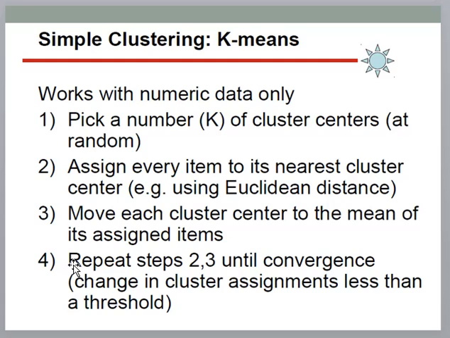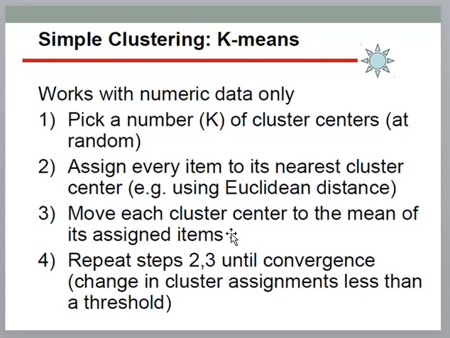Then we assign every item to its nearest cluster center, for example by using Euclidean distance. So the number two step is that we need to assign each item or data point to its nearest cluster center, which we have initialized here. How do we calculate this nearest center? We can calculate the Euclidean distance between the item and the cluster center, and if we have the minimum distance to a cluster center, then we will assign this item to that cluster center.